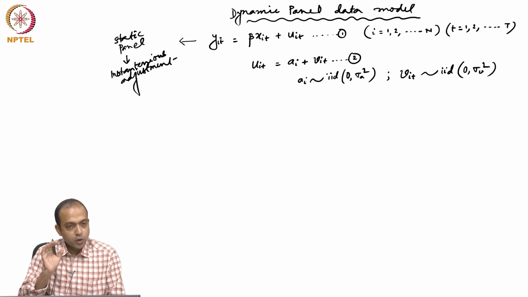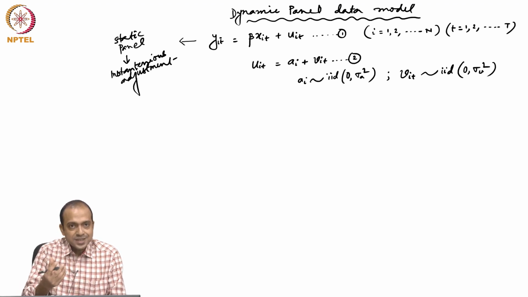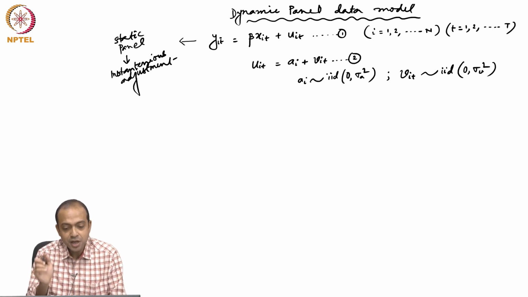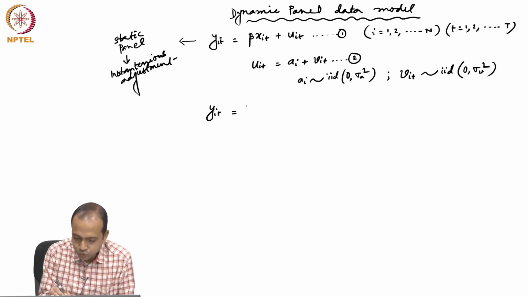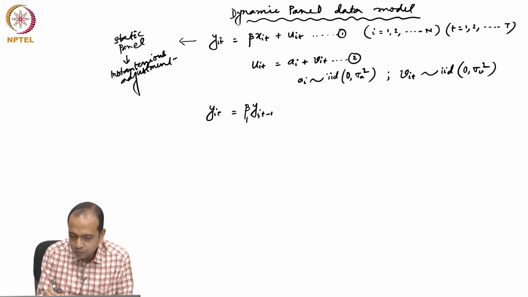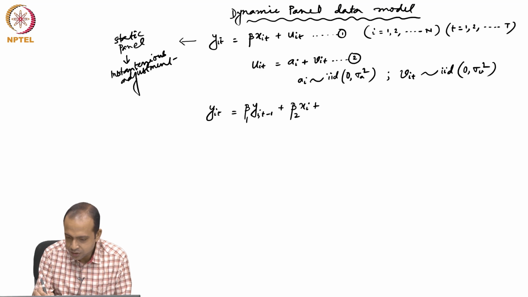So, when we need to construct a dynamic panel data model, we need to introduce dynamism in the system. And how do we introduce dynamism in the system? Let us see. Let us assume another class of model: y_it equals beta 1 y_i,t minus 1 plus beta 2 x_it plus a_i plus v_it.